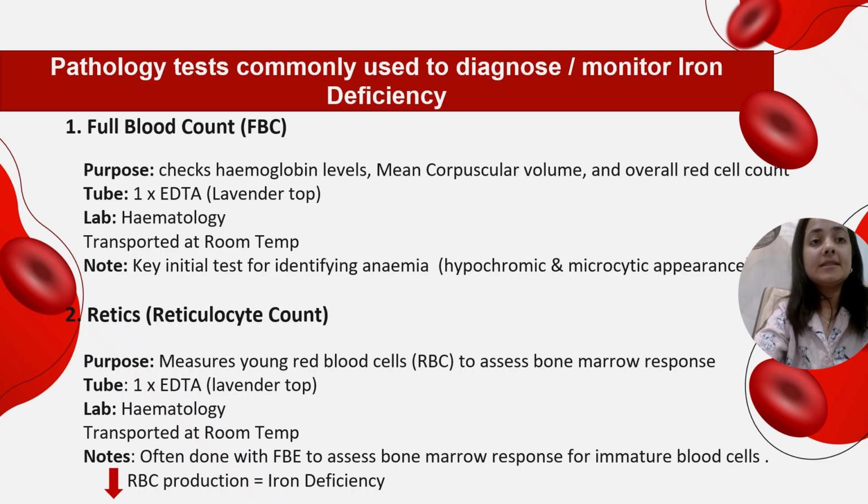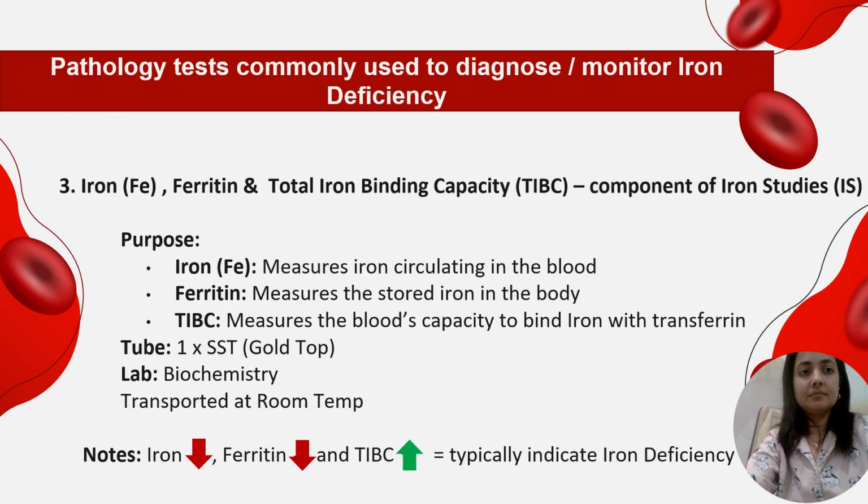The second test is reticulocyte count, or retics. Reticulocytes are immature red blood cells, and this test helps us assess how the bone marrow is responding to anemia. In iron deficiency, the retics count is often low because the body doesn't have the necessary iron to produce new red cells efficiently. This test is collected in an EDTA tube and sent to the hematology lab at room temperature.